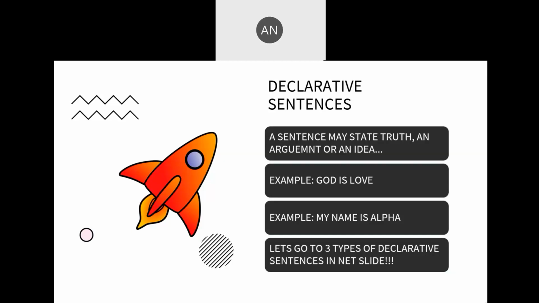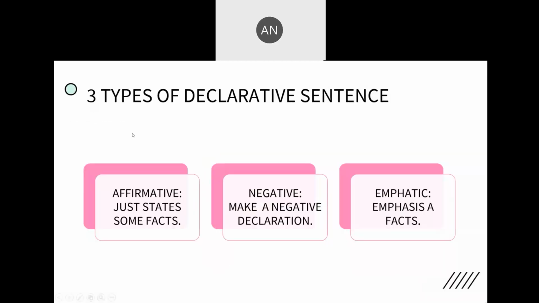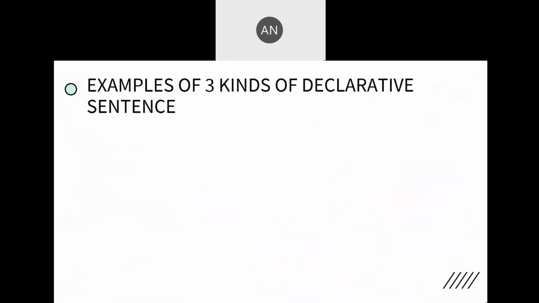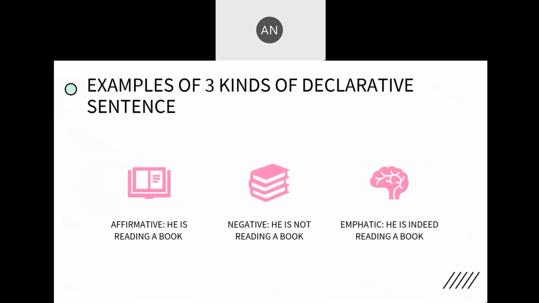Let's go for three types of declarative sentence. Affirmative sentence, negative sentence, and emphatic sentence. So in declarative, there are assertive or positive sentences, negative sentences, and the sentences which emphasize. Three kinds of declarative sentence.